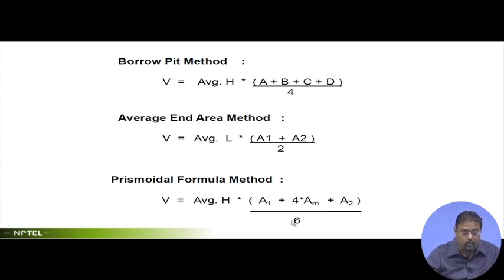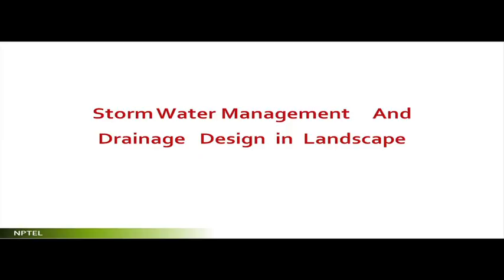In this prismoidal formula, what you do is, you take the area 1, the top, the area of the bottom, and the intermediate one you multiply with 4, add this up and divide by 6, and then multiply with the average height, you get the volume of this. This is how you can always find out earthworks quantity for any kind of landforms that you are creating in your site. I will conclude at this particular point, because this gives a very clear idea about how you go ahead with it.